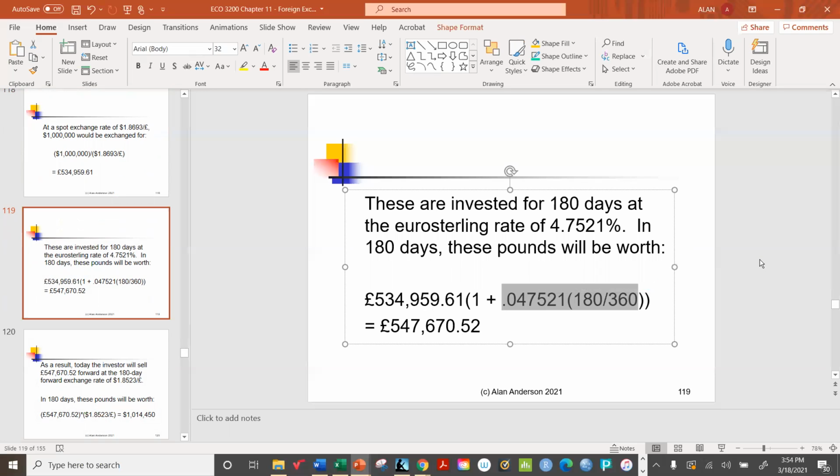The higher British rate of interest, which you notice here, in the US, in euro dollars, we're only getting about 2.89%. Here, it's almost double. Well, not almost double, but it's a lot higher. All right, so the amount that we now have in pounds is deposited for 180 days. And we know for certain that in 180 days, we'll have 547,670.52 pounds.